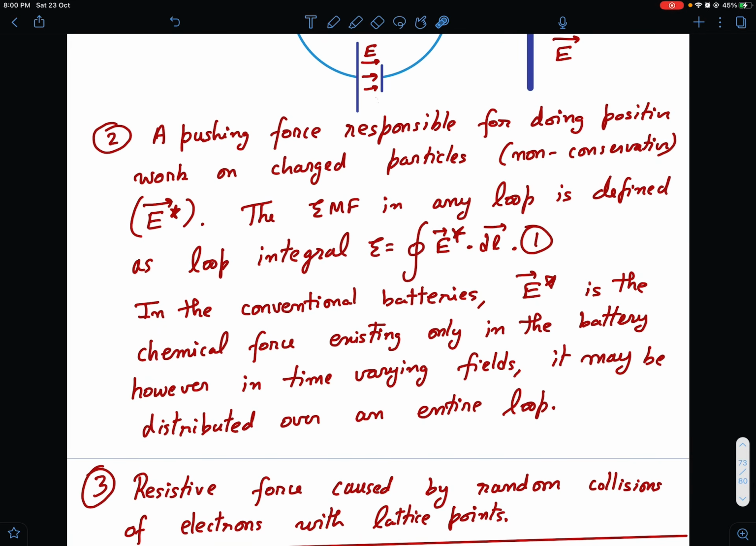And what else does the charge experience? There is also a third force that the charge experiences while traveling through the loop, that is the resistive force caused by the random collision of electrons with lattice points.